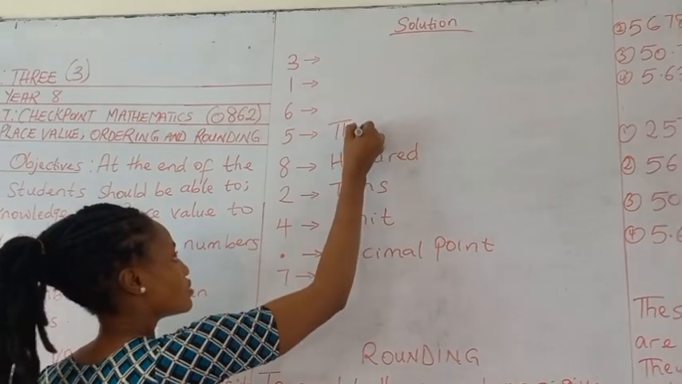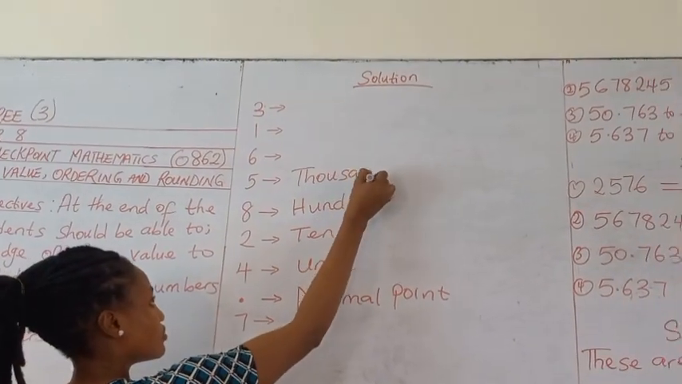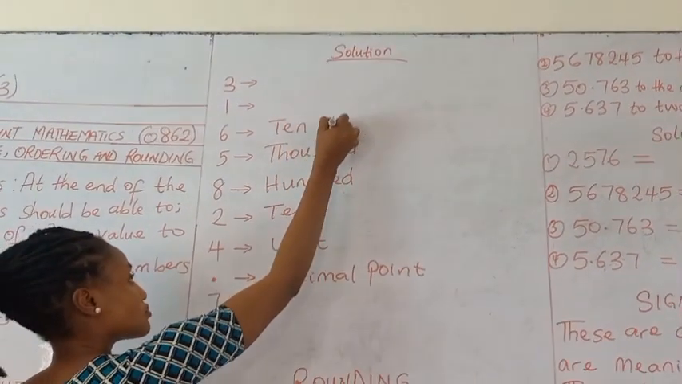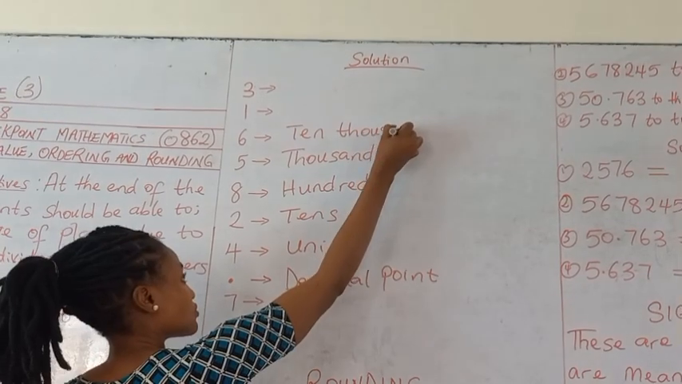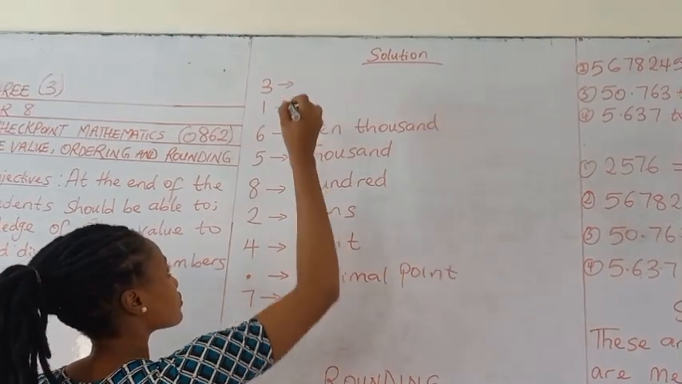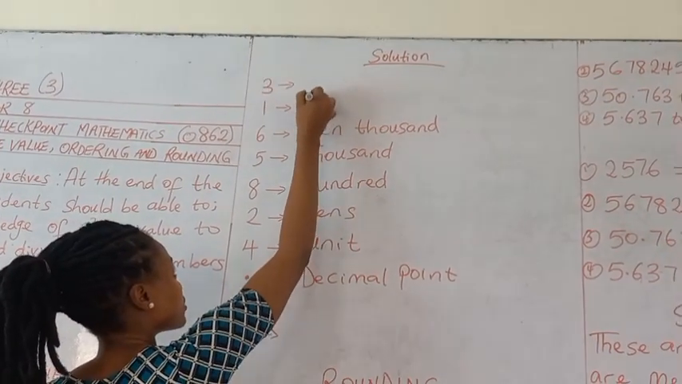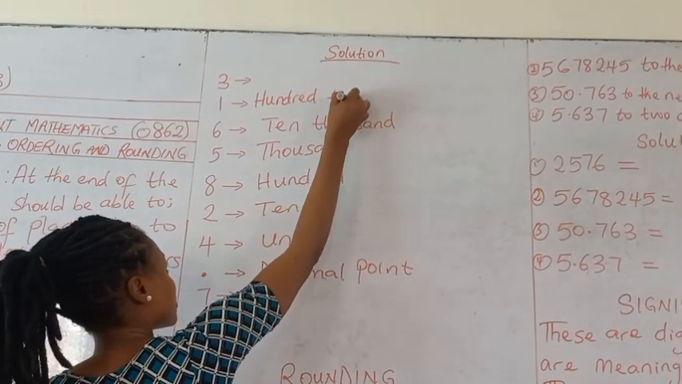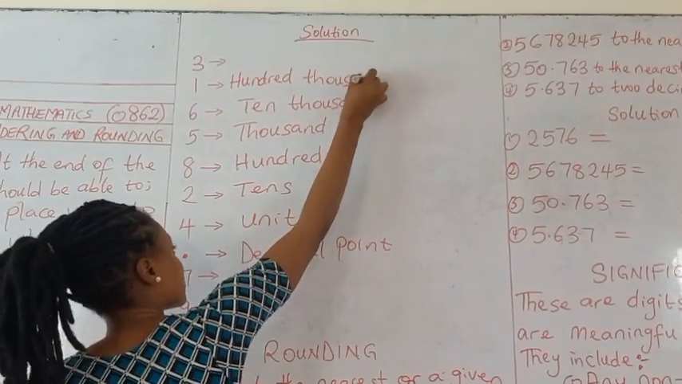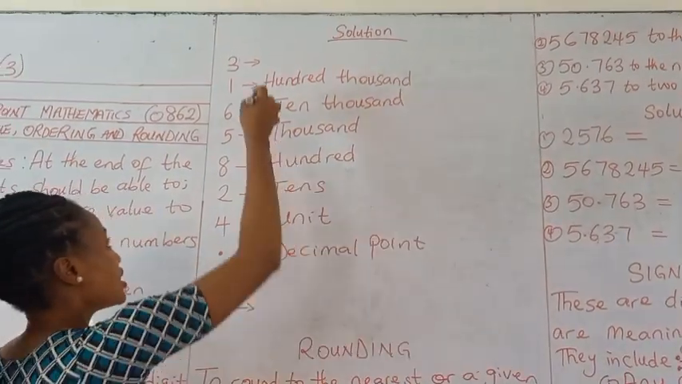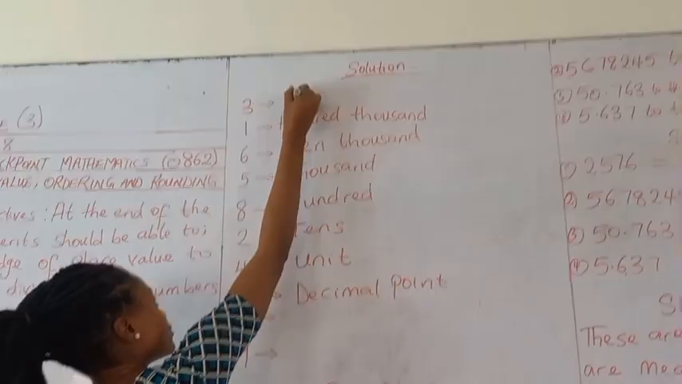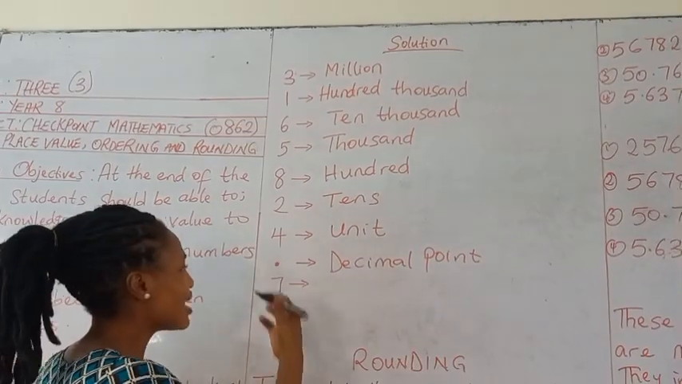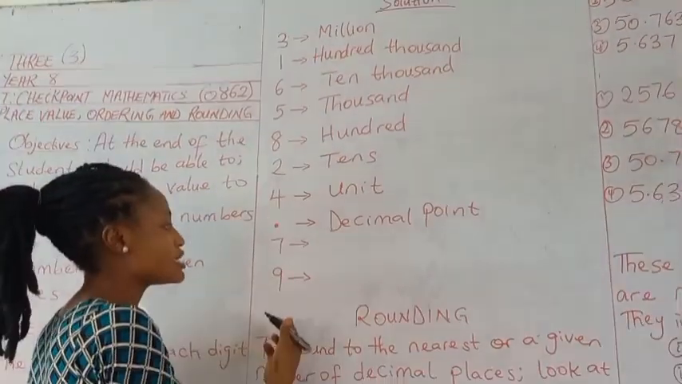thousand. We have 10,000, hundred thousand. And then finally, million. You can then come back to the numbers after the decimal point.